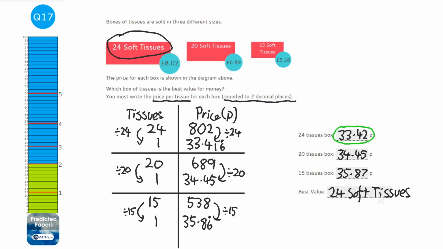Now, if you worked the other way, if the question didn't specify how to do it, and you were working out the amount of tissues you get per penny, then obviously it works the other way. You want the biggest number, because you want the maximum amount of tissues per penny. So just be a little bit careful of that.